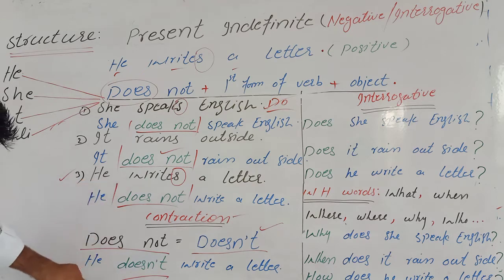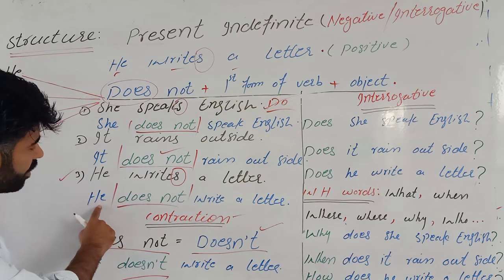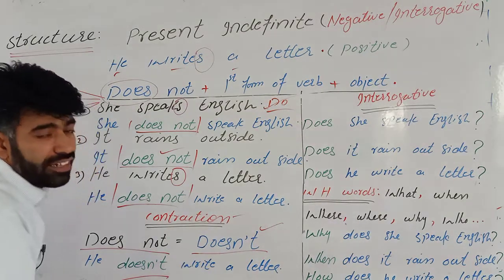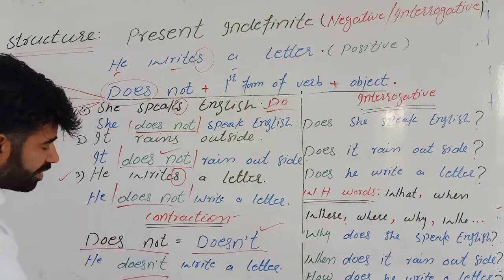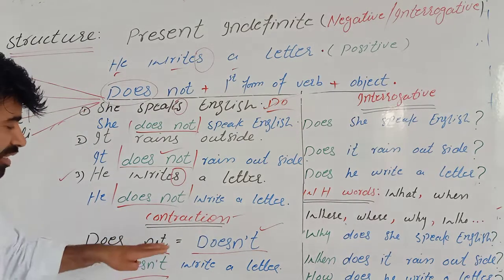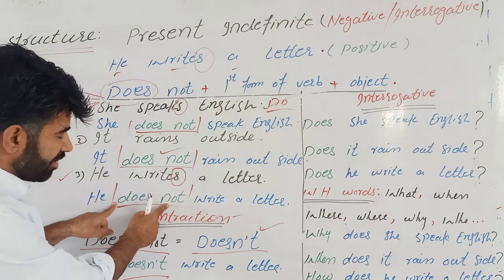So here is the same sentence, for example, "He writes a letter." This is "He does not write a letter." So how will we write it? "He doesn't write a letter." This is the way of writing it in a contraction form. This is the contraction of "does not," which is "doesn't."